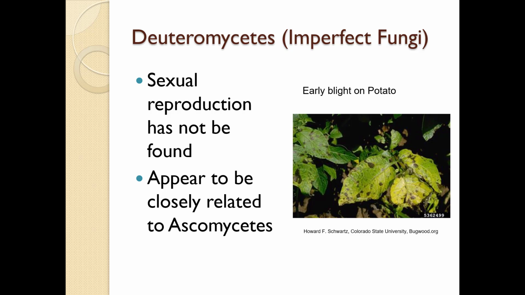Imperfect fungi, sexual reproduction has not been found. They appear to be closely related to Ascomycetes. We're not really sure. It's iffy if it actually is its own group, but we're going to treat it as such. When you look at your list of diseases, you'll see that they're listed under Ascomycete. Anyway, here's the early blight on potato, not to be confused with the late blight, which is Phytophthora.